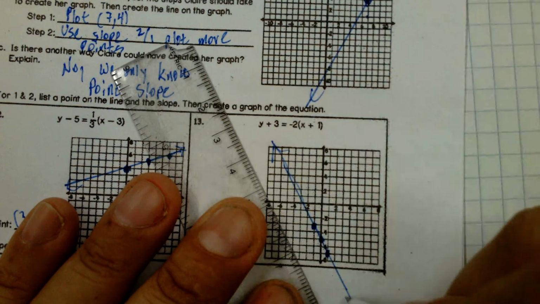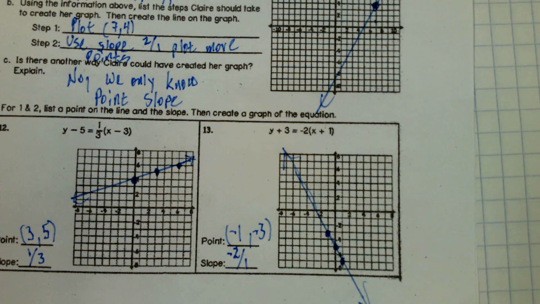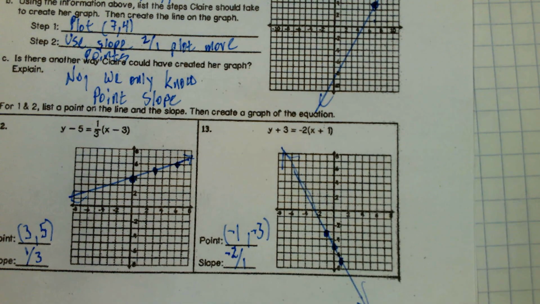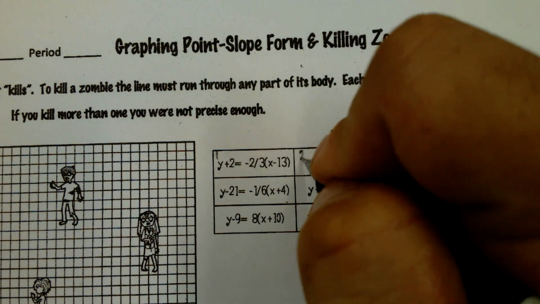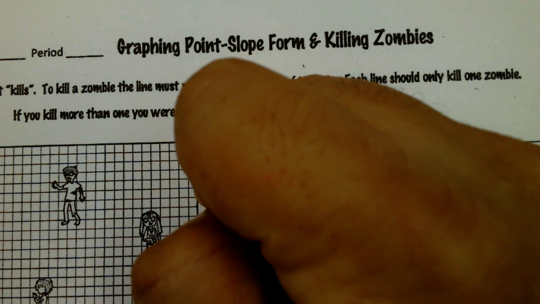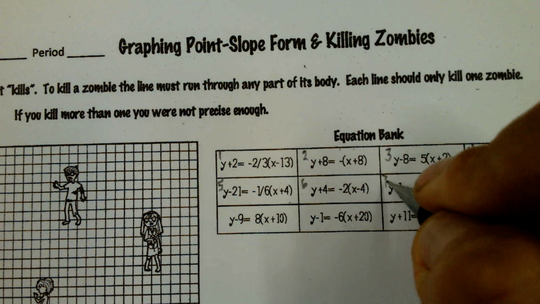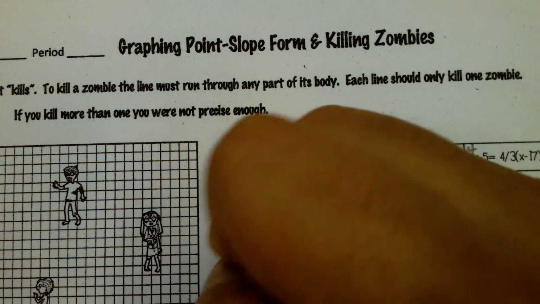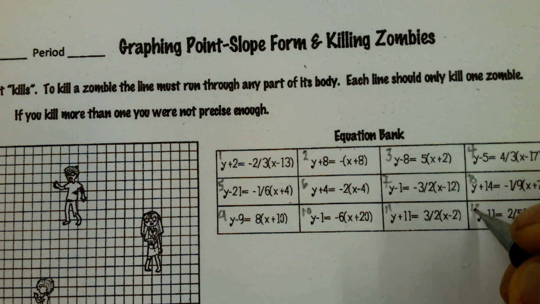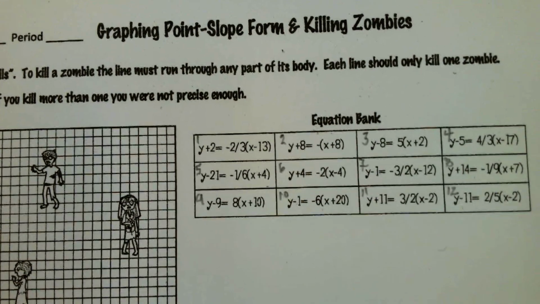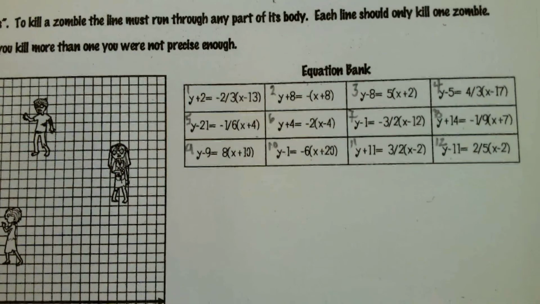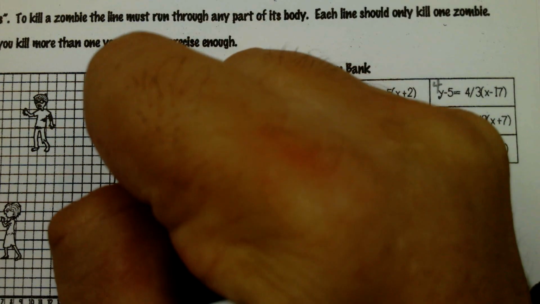Okay, so I'm going to pass out the assignment. It's going to be more killing zombies, but this time the equations are going to be in point slope form. So this is 1, 2, 3, etc., all the way to 12. Okay. So we'll number them 1 through 12. And then let's start with number 1.